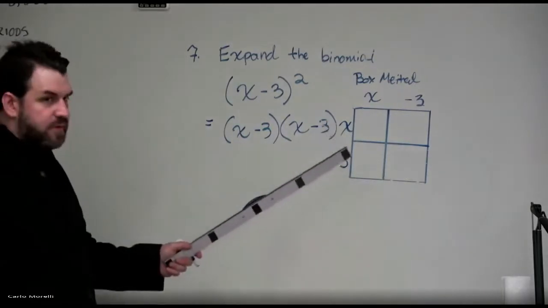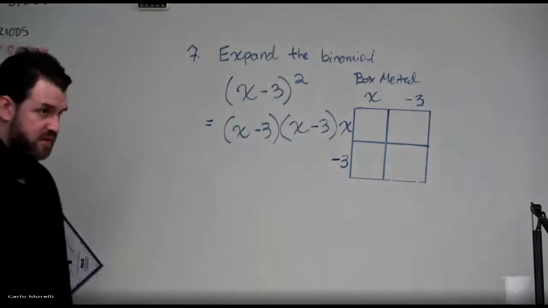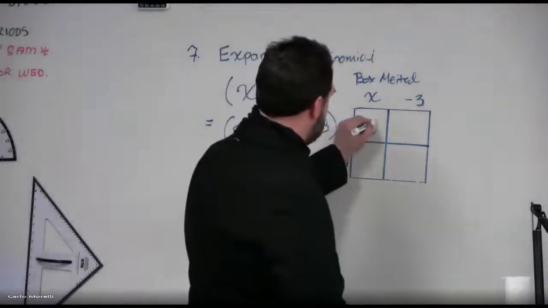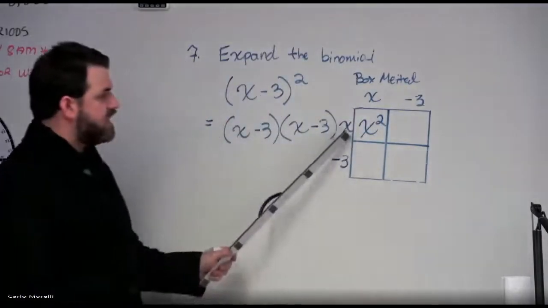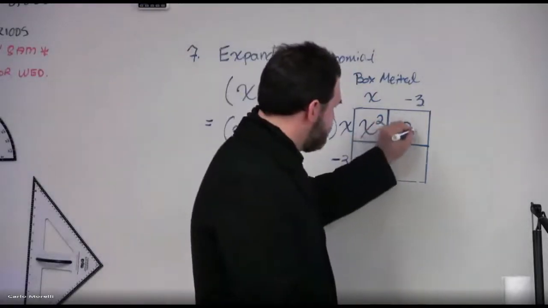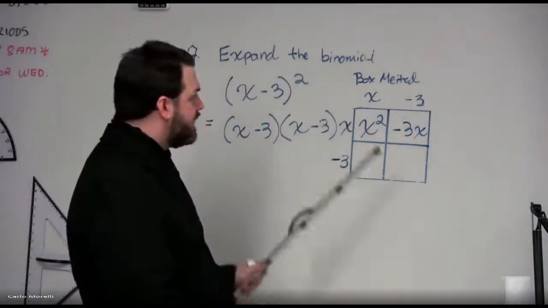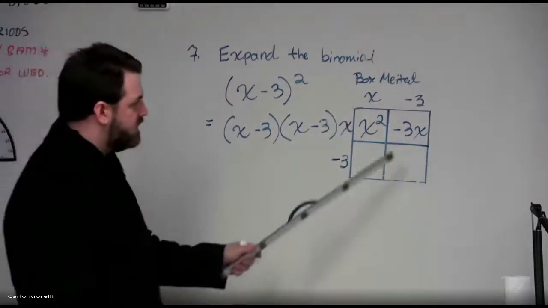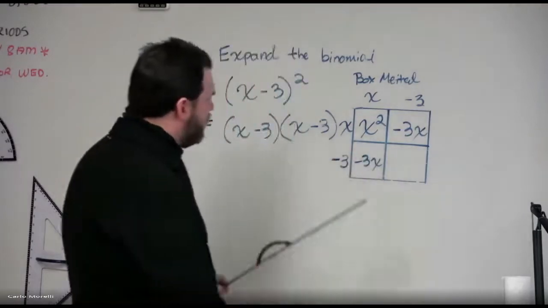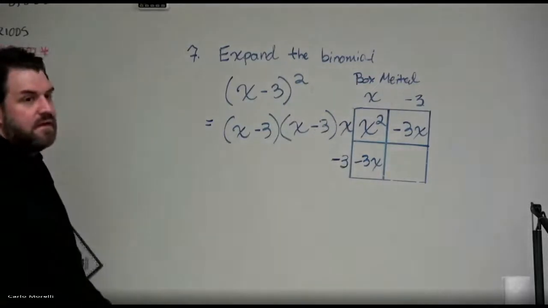So the way you do it is you multiply. x times x. What is x times x? x squared. Okay? x squared. What is x times -3? -3x. Question, what is x times -3? See, it came up again. x times -3. You already know this one. -3x. And finally, to fill in this box, we do -3 times -3. 9.